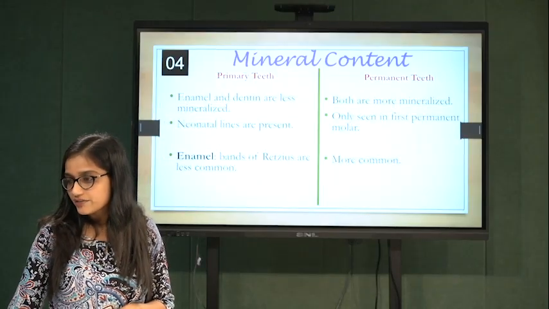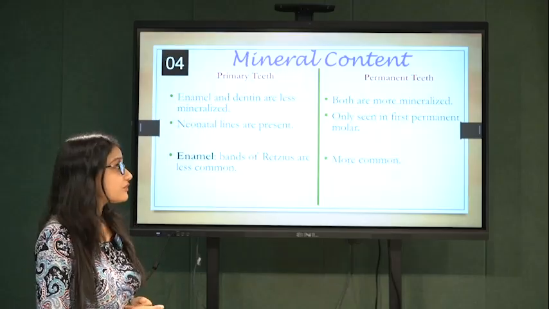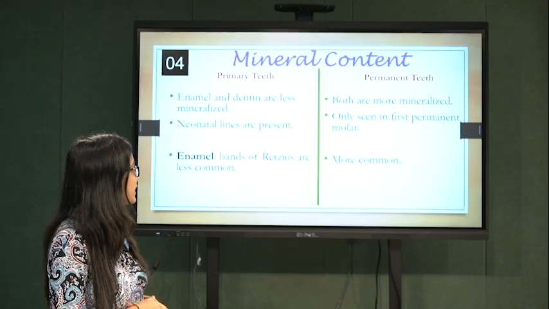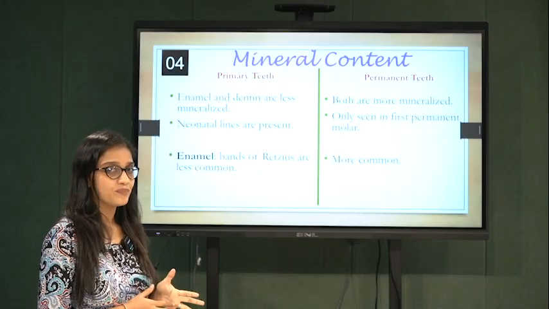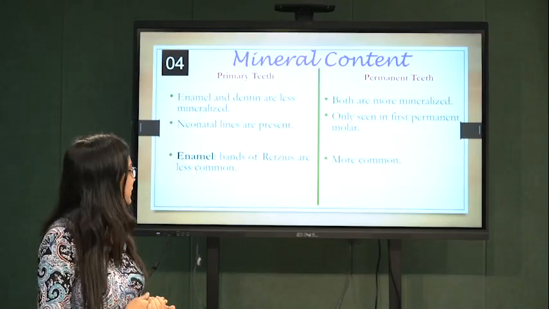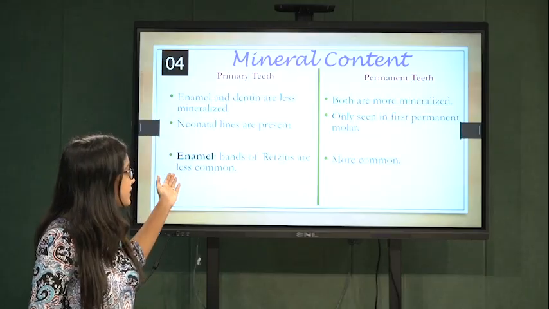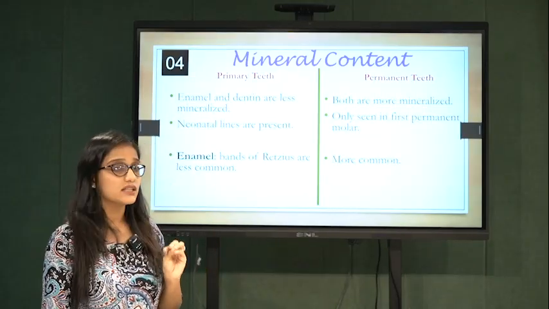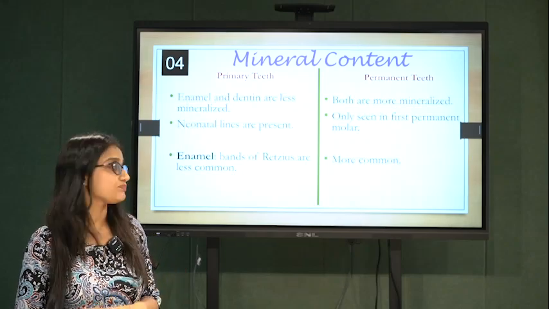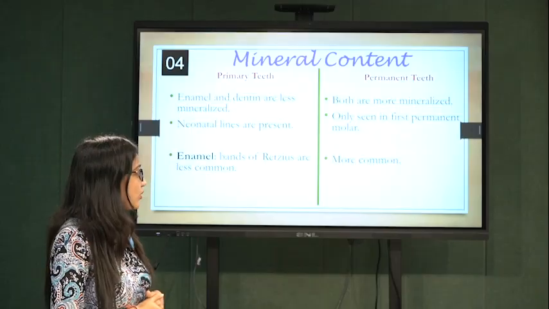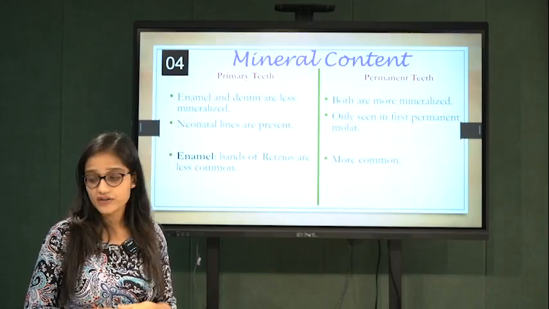Now we'll go ahead with the mineral content. So what are the differences that are present in the mineral content? In the primary teeth, enamel and dentine are less mineralized, whereas in permanent teeth, both are more mineralized than the primary. Here neonatal lines are present in the primary teeth, and in permanent teeth it is only present in the first permanent molar.